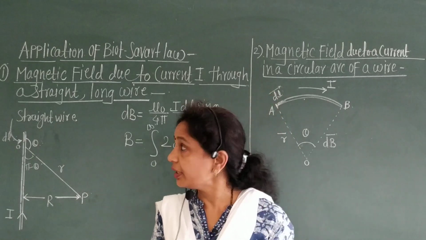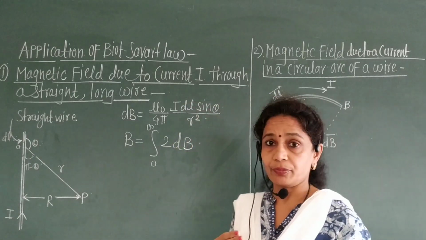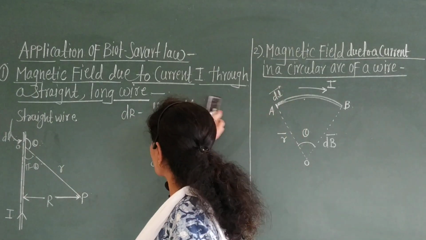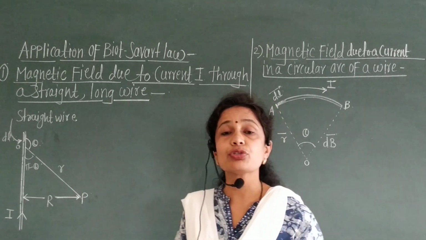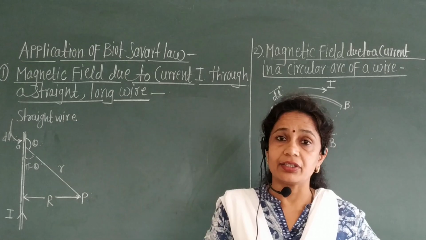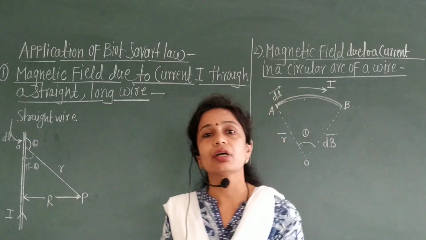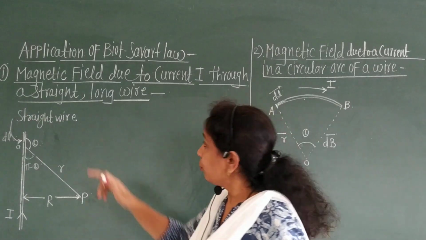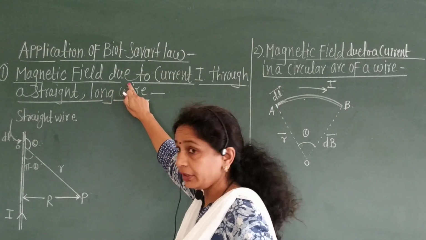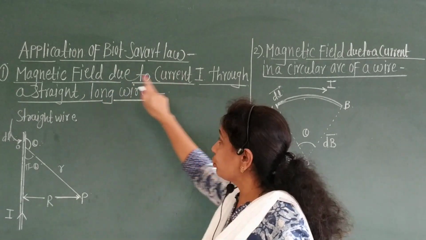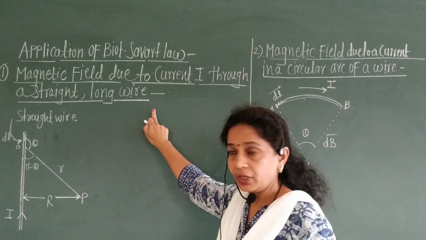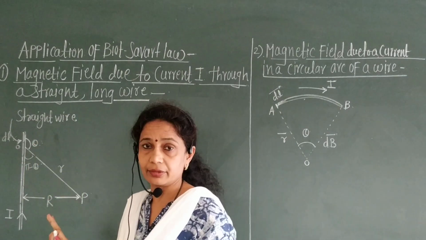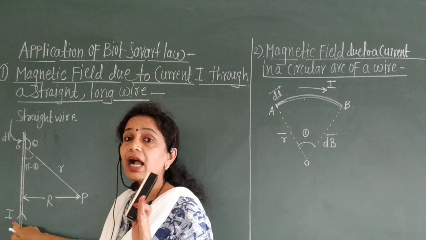Okay. The next point is the Biot-Savart law. In the previous lecture, we have seen this Biot-Savart law. What is the use of the Biot-Savart law? The Biot-Savart law is used to find the magnetic induction at any point due to a current distribution. Here we have to find the magnetic field due to current I through a straight long wire. Therefore, we consider a straight, infinitely long wire which carries the current I.